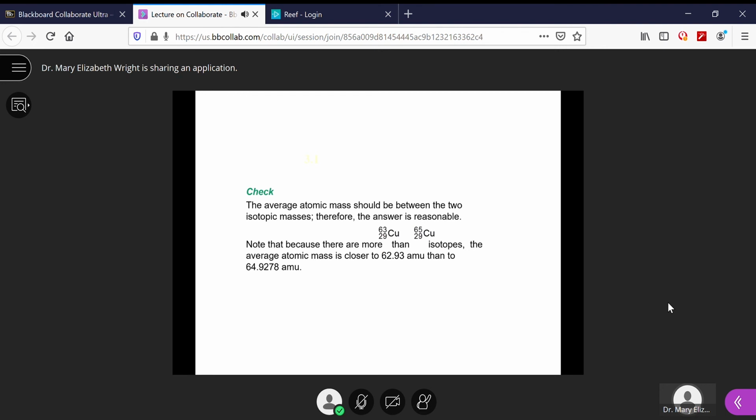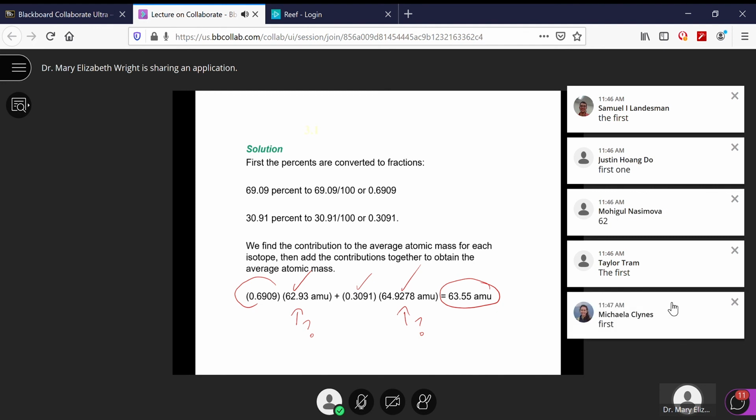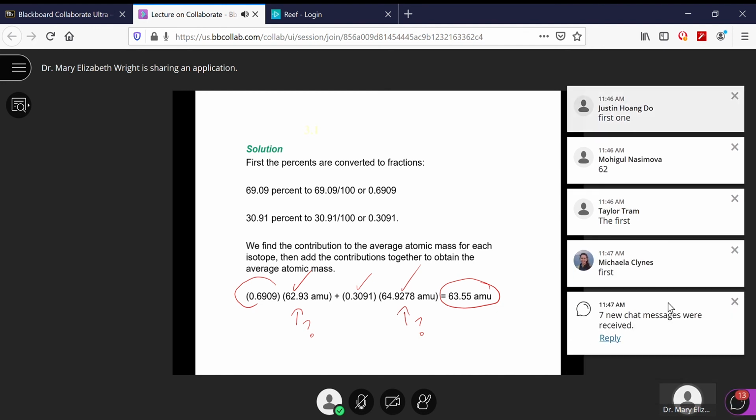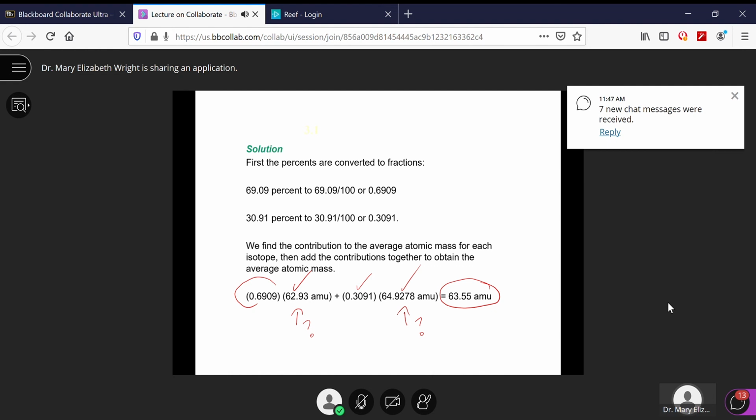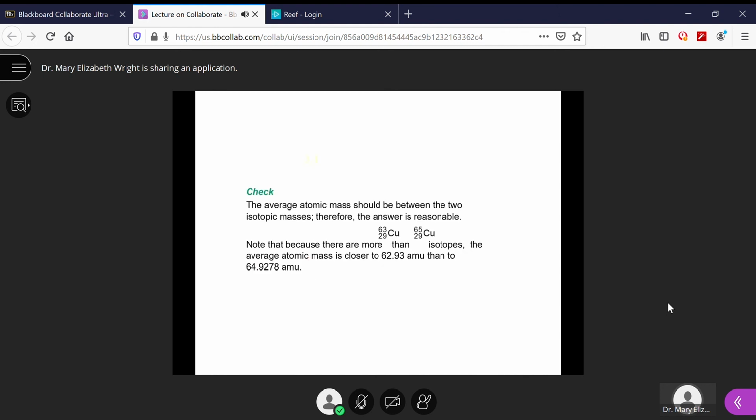This is actually reasonable. What would you expect? Would you expect the mass, the ultimate mass that you calculate, to be closer to this number or closer to this number? The first seems pretty obvious, right? Because there's more of it. This almost 70% of it is so clearly, in terms of the weighted average, it must lean a little bit more towards 62.93 AMU than it does 65 AMU. And it does. So our answer makes sense.